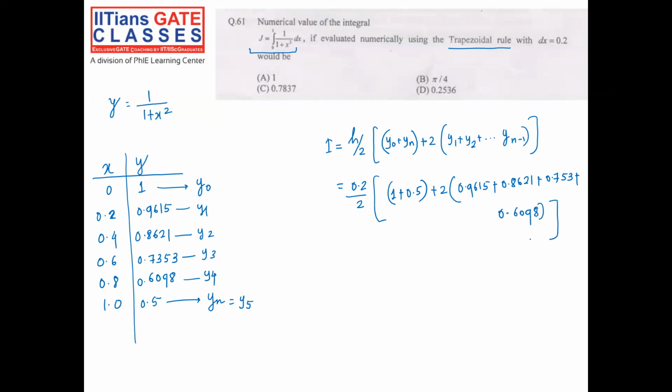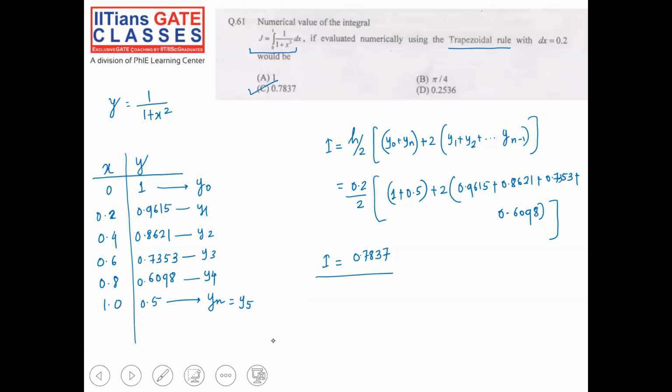Okay, and if you solve this completely, you will end up with 0.7837. Always try to use at least around 4 digits after the decimal, so you will end up with the accurate answer. So the value of I here is 0.7837. So option C is correct in this case.